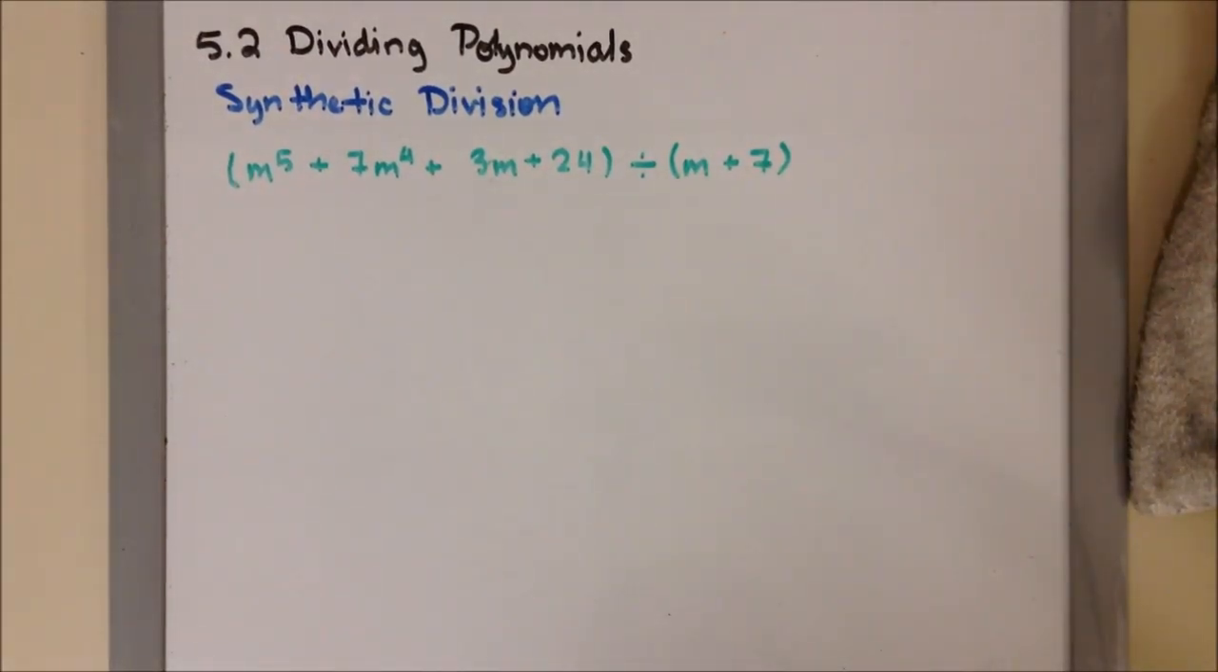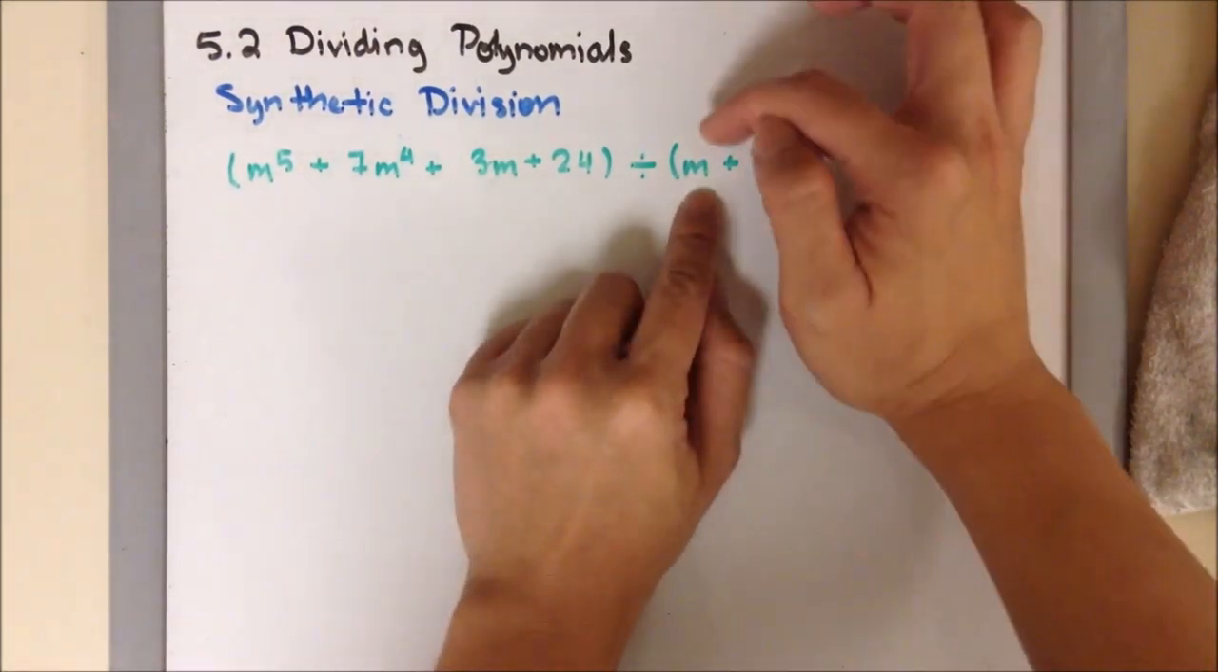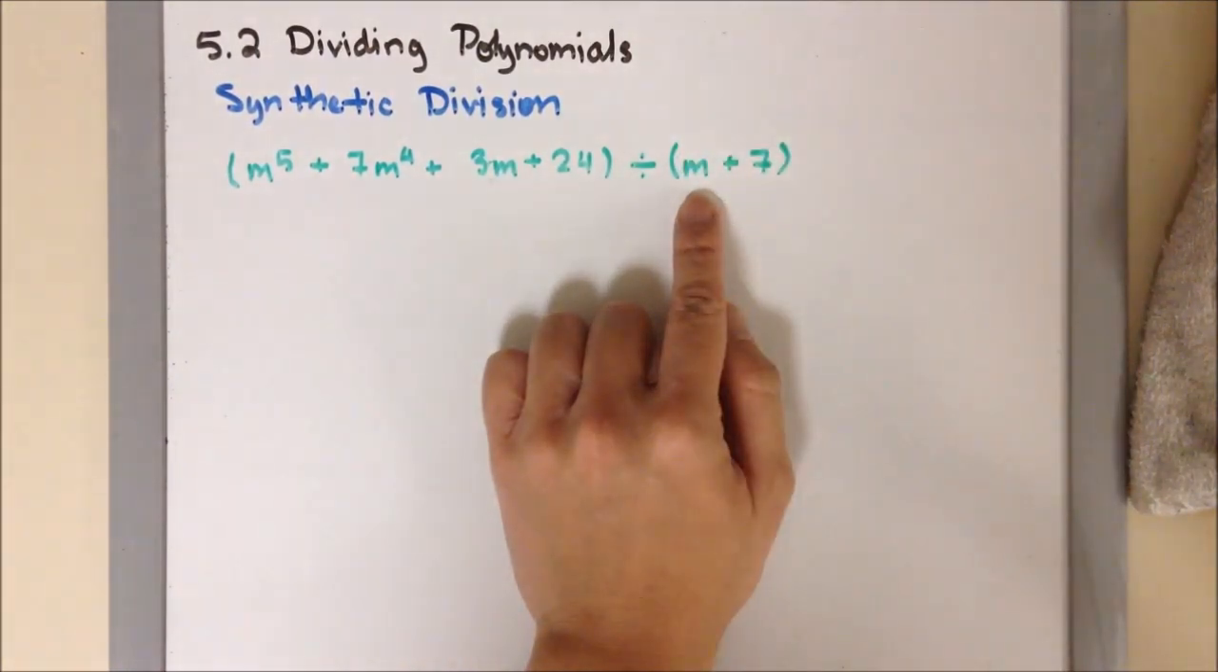Alright, we have another example where we're going to use synthetic division. Now, I mentioned in the previous part that the degree and the coefficient of our divisor has to be 1. In this case, it is. We have the invisible 1 for the exponent and the invisible 1 in front of the variable. So we are good to go with synthetic division.